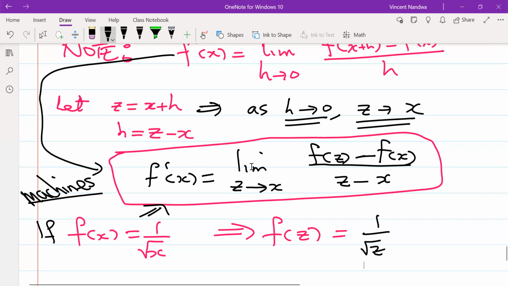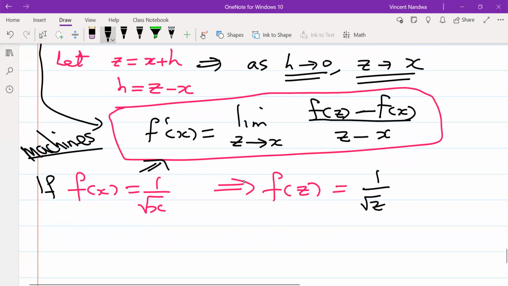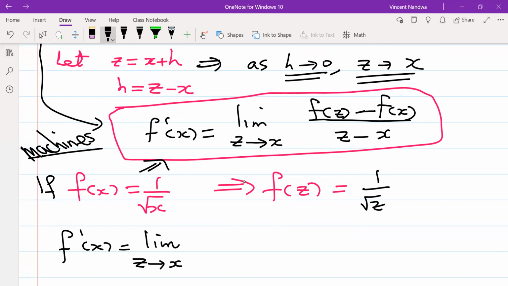So which means then we have all the values to replace into this expression. So we say f prime of x will be limit z approaches x. So where there's f of z, I put 1 over root z minus 1 over root x divided by z minus x, correct? Okay?